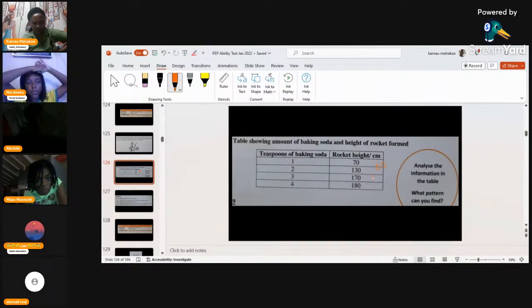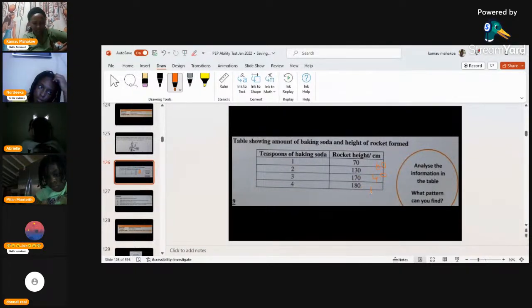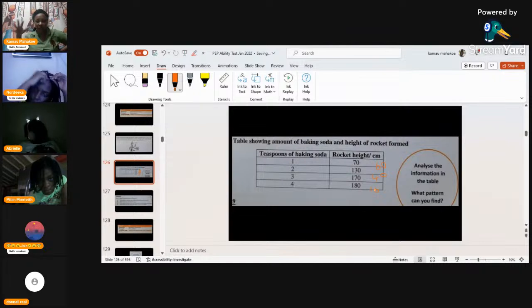40. Okay. So we add another teaspoon and it went up 40 more centimeters, not another 60. 40 more. And when we added the fourth teaspoon, from 170 to 180 is just what? 10. Just 10. So it's not increasing steadily. It's not going up by the same amount each time. It's going up, but it's going up by less and less each time. Do you observe that?